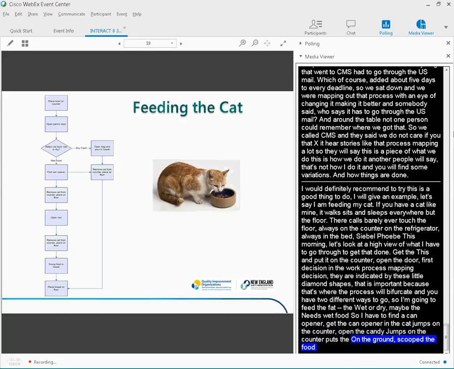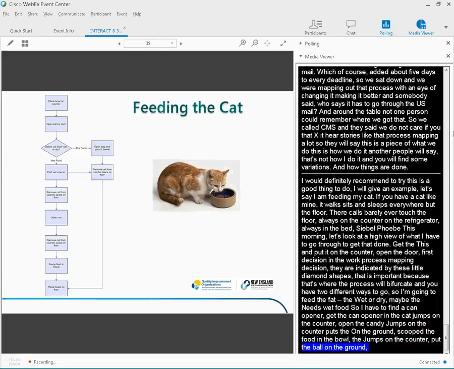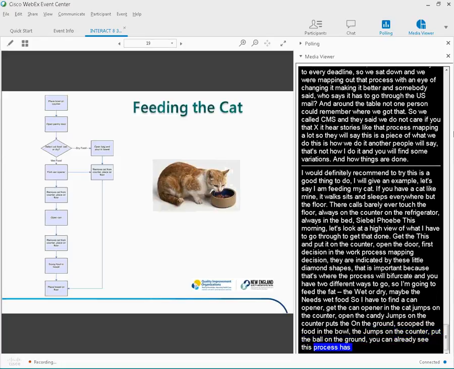So you can already see that this process has some redundancies in here that could be taken out. For instance, if I locked the cat out of the kitchen while I fixed its cat food, I'd probably eliminate 3 steps to this.